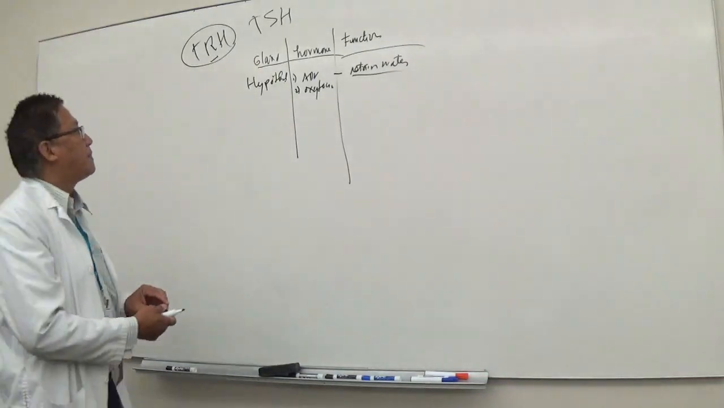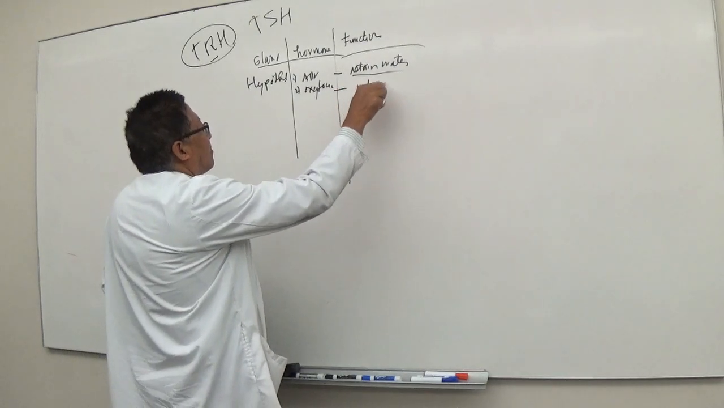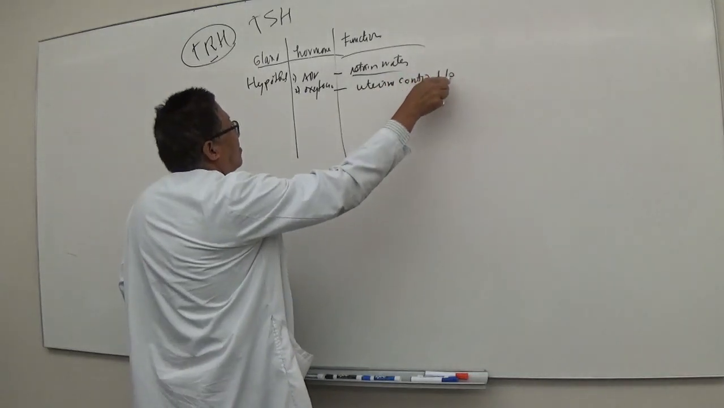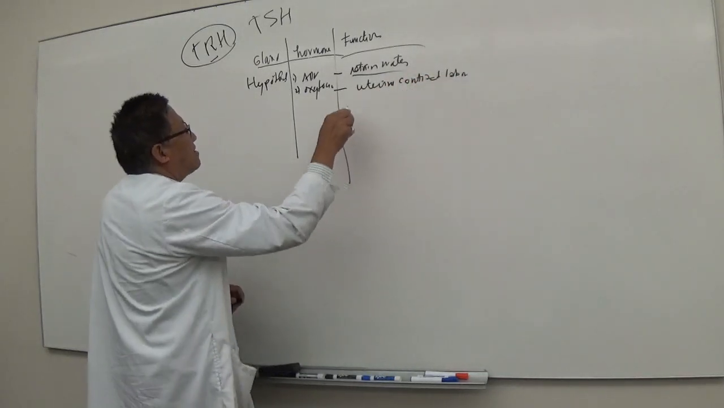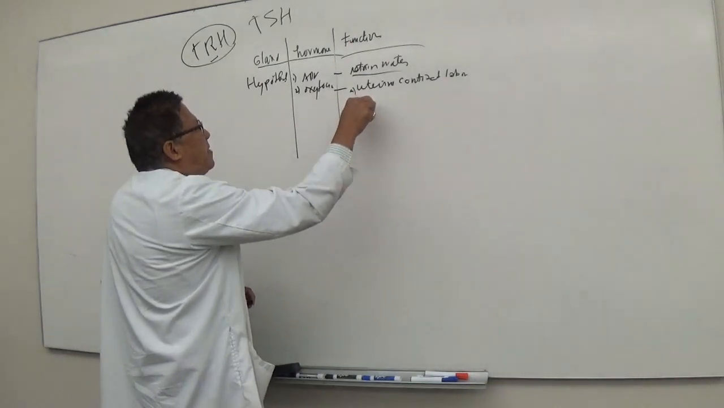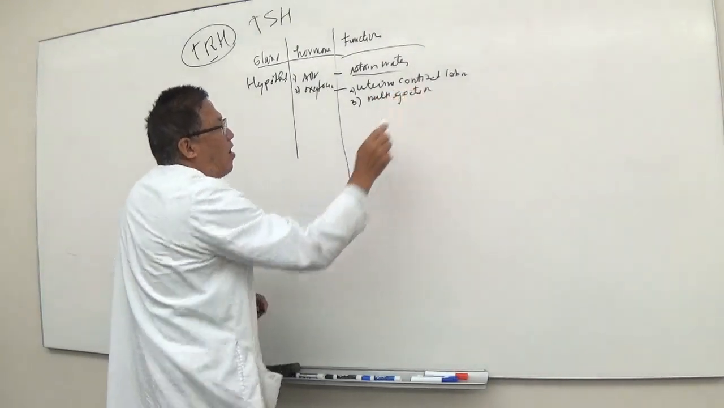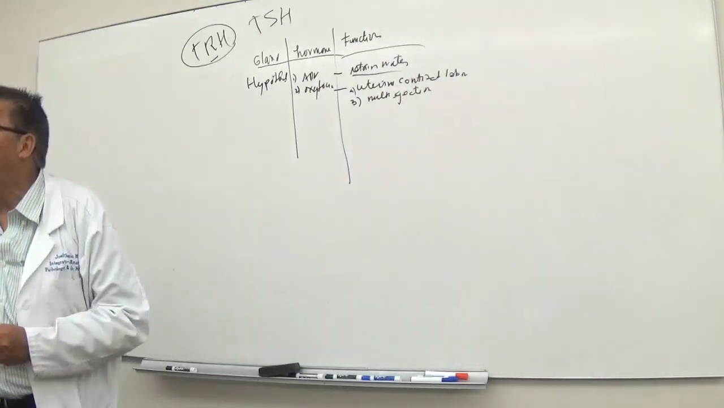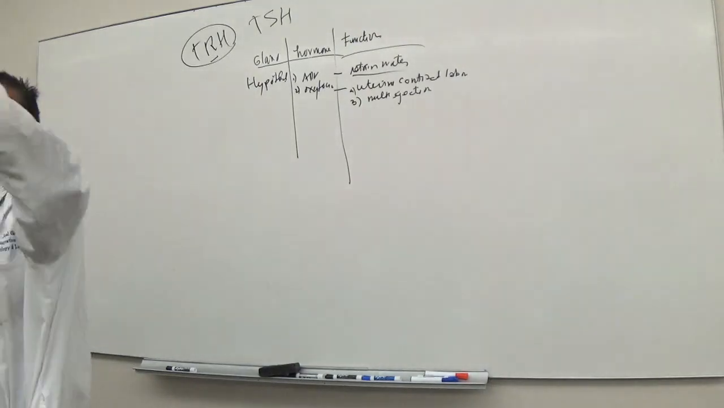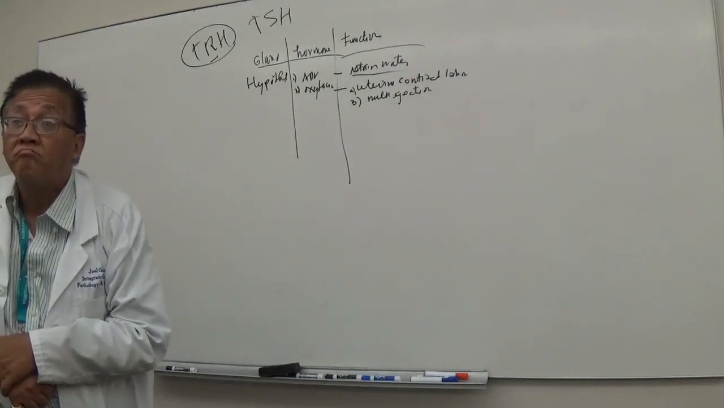Okay, now, what about oxytocin? Uterine what? During what? Labor, right? What else? Okay, milk ejection. How is the milk ejected from the breast? Mr. David Pepperall, how is the milk ejected from the breast? David?